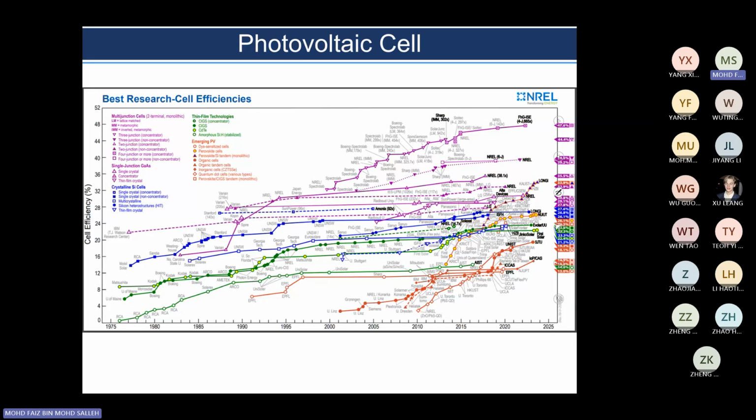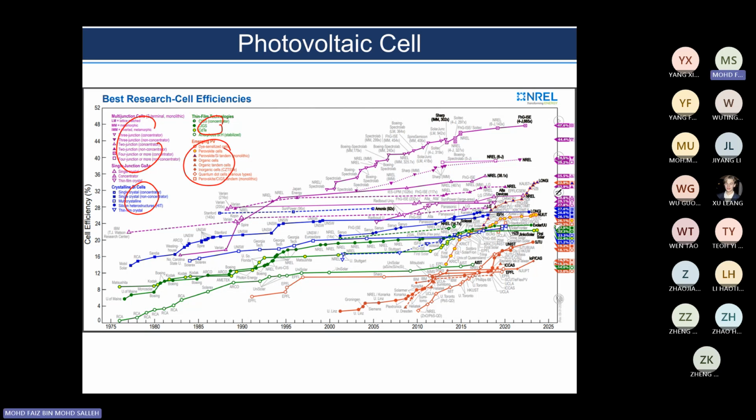Okay, if you are familiar with solar cell research, I think you know this kind of diagram. I put this from the National Research Center in the United States. So this is not a roadmap, but the progress of the solar cell, depending on the type: multi-junction, crystalline, thin film, and emerging.